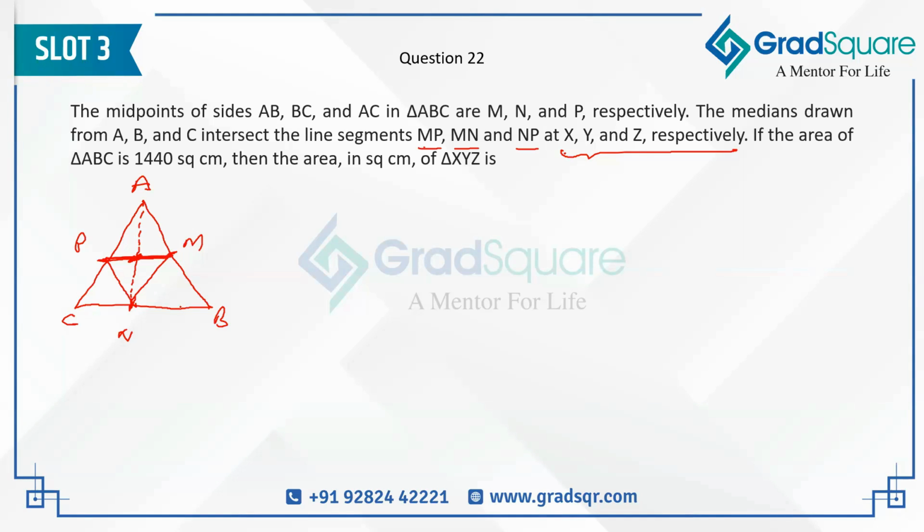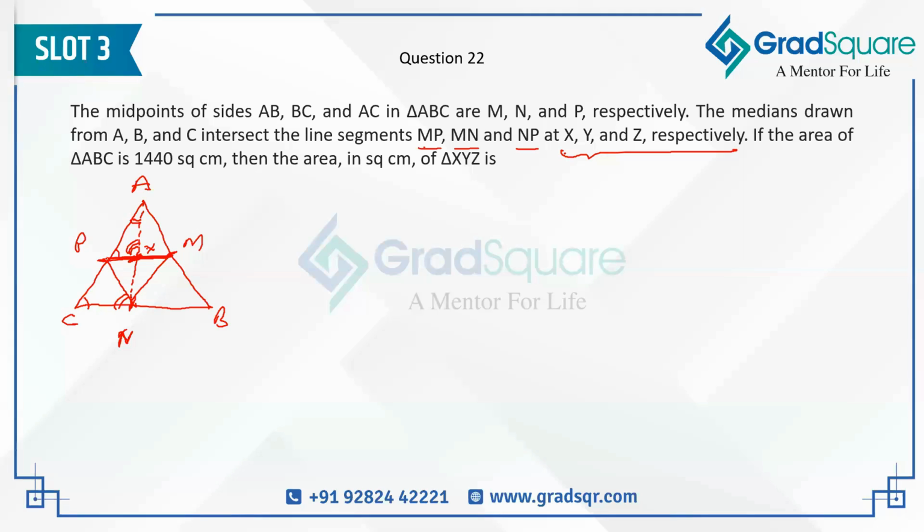PM becomes parallel to CN. If PM becomes parallel to CN, then this angle becomes equal. Then this is a common angle between the two triangles that we are looking at, and then the third angle will also become equal. That means what? That means the two triangles, which two triangles are we referring to? ACN and APX over here, right? These two triangles are turning out to be similar.